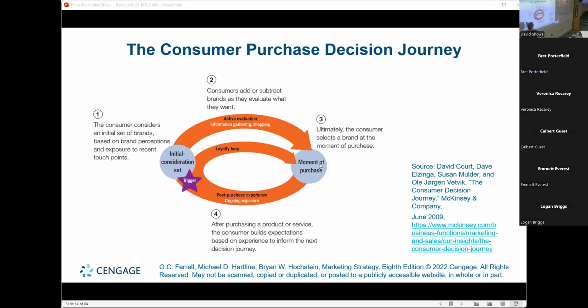Okay, so we look upon this as a consumer journey. The consumer considers a set of brands based upon the perceptions and exposure they've had. You have this initial consideration set. The consumers add and subtract brands as they gather information. They make that purchase, get what they want, and then build expectations based upon the experience and decide whether or not they're satisfied. At each one of these steps, the marketer hopes to craft something in the brand that creates value in the consumer.